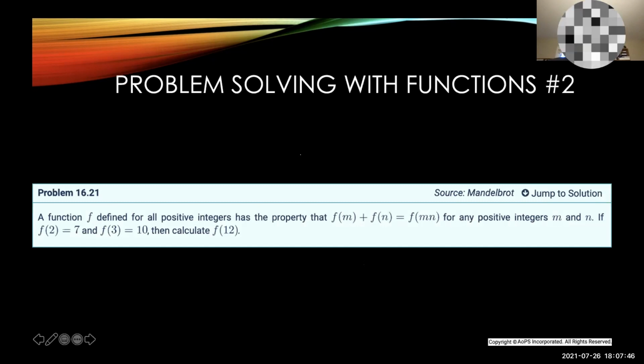We only have 3 more problems left, so you guys are almost done. This is another very similar problem. This one is a function that's defined for all positive integers and has this property: f of m plus f of n equals f of m times n, if m and n are positive integers. If f of 2 equals 7 and f of 3 equals 10, calculate f of 12. I'll give you guys 7 minutes for this problem.